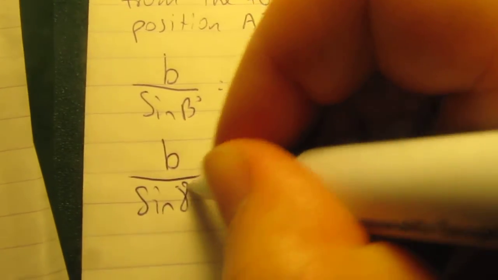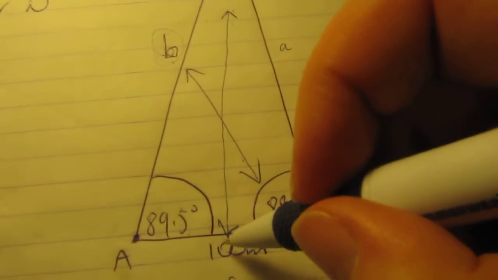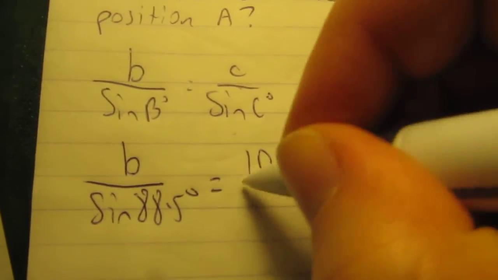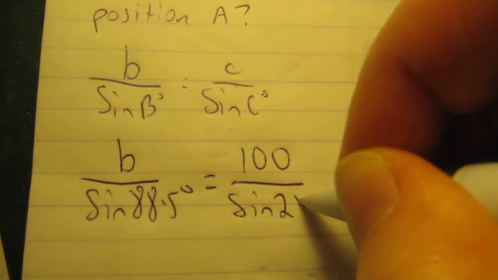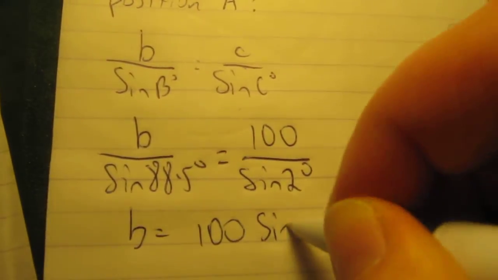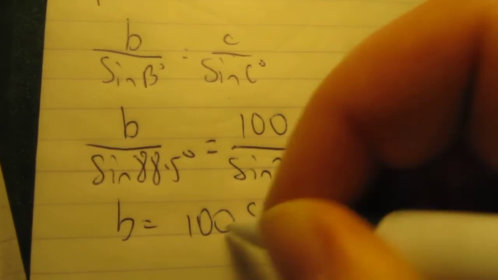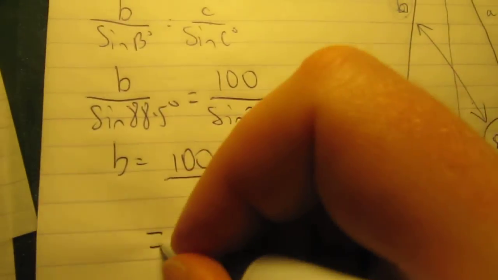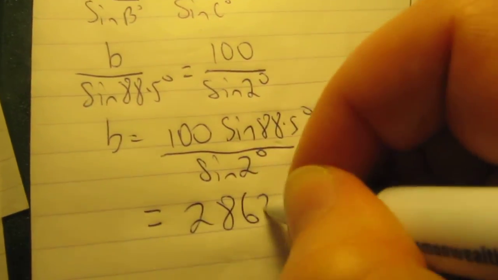So our B is just B. Our sine B is sine of 88.5, so we're going to write that down. Sine of 88.5. And our C is 100 metres, and our sine C is the 2 degrees. So it's sine of 2 degrees, like that. So B on its own would equal 100 times sine 88.5 over sine of 2. And that comes out to 2863 metres.